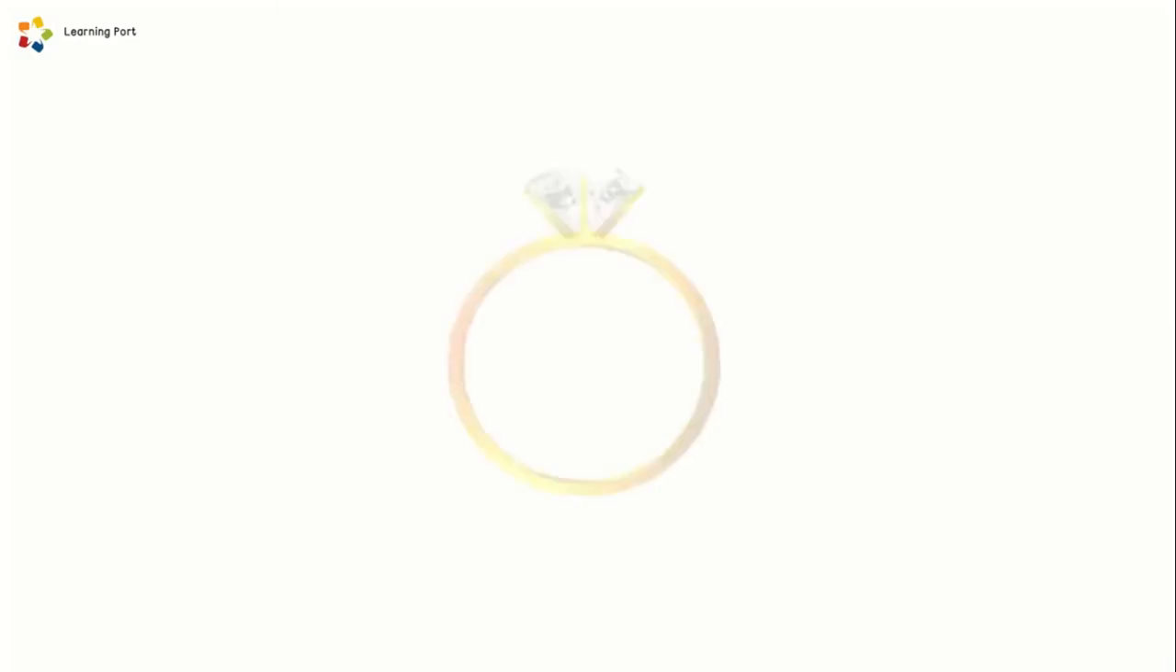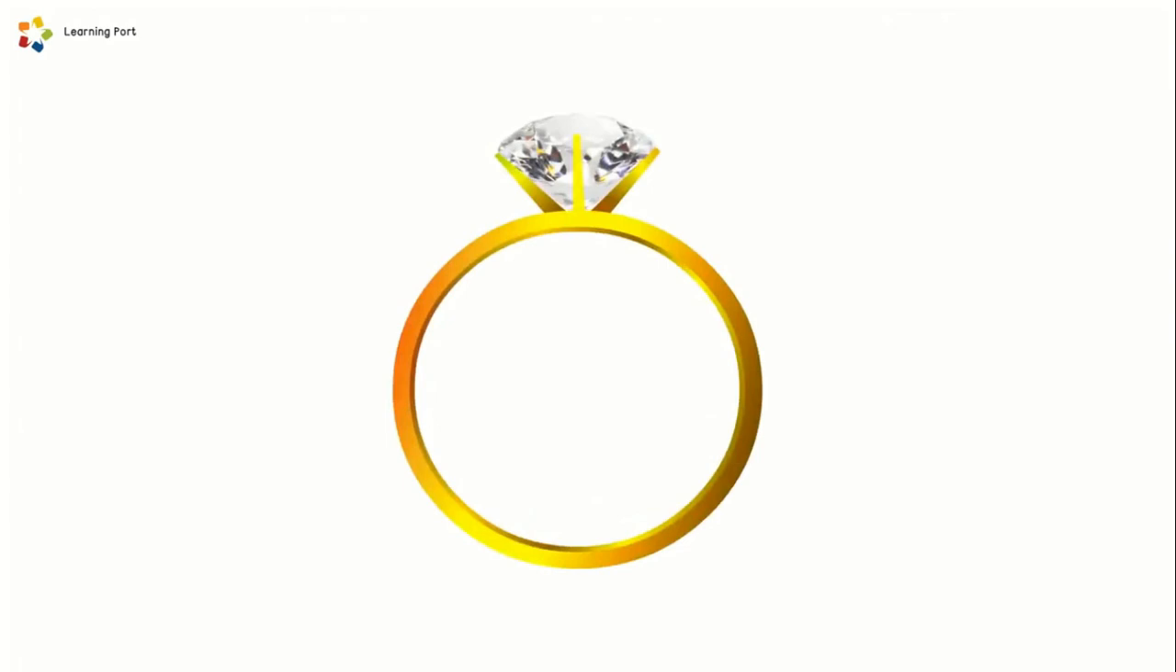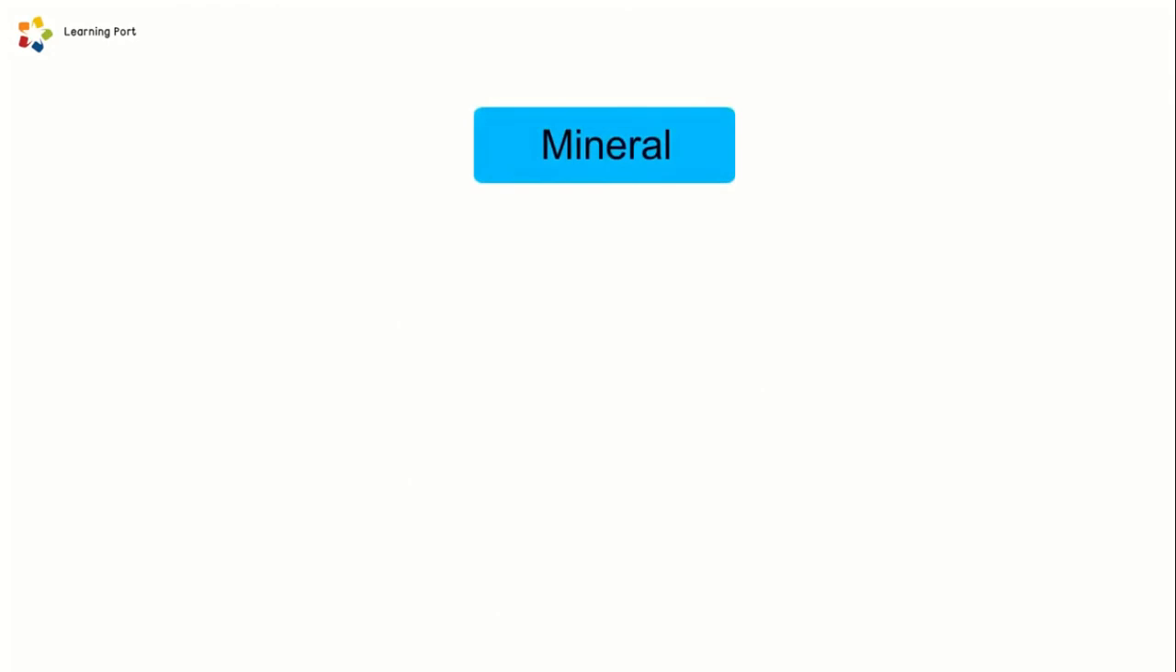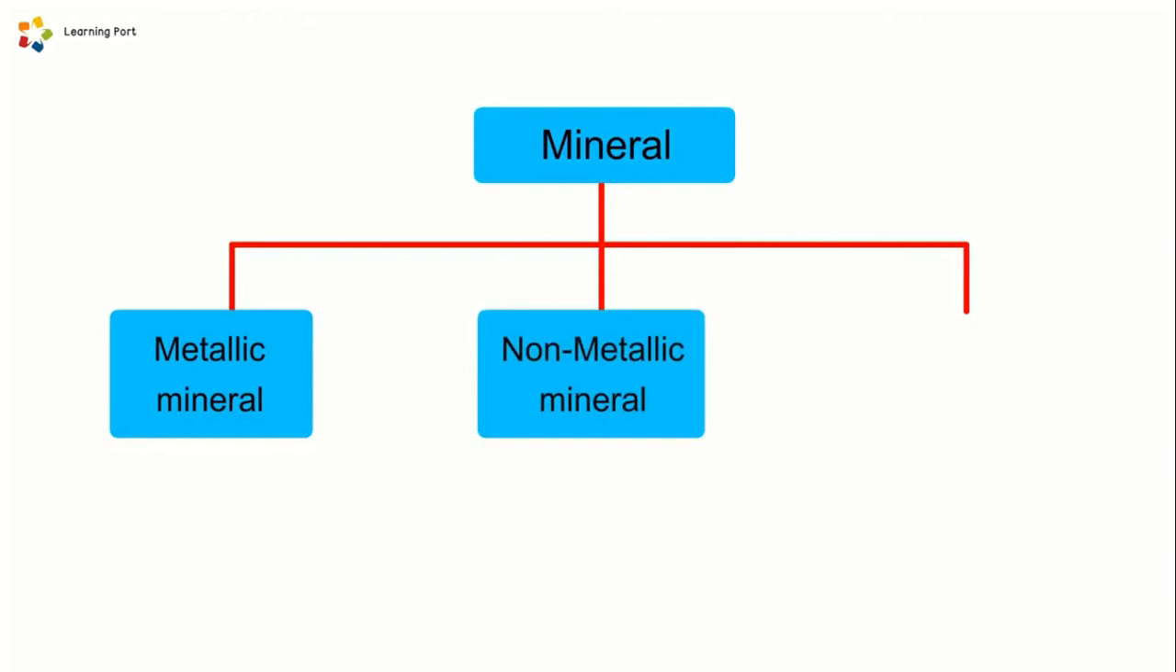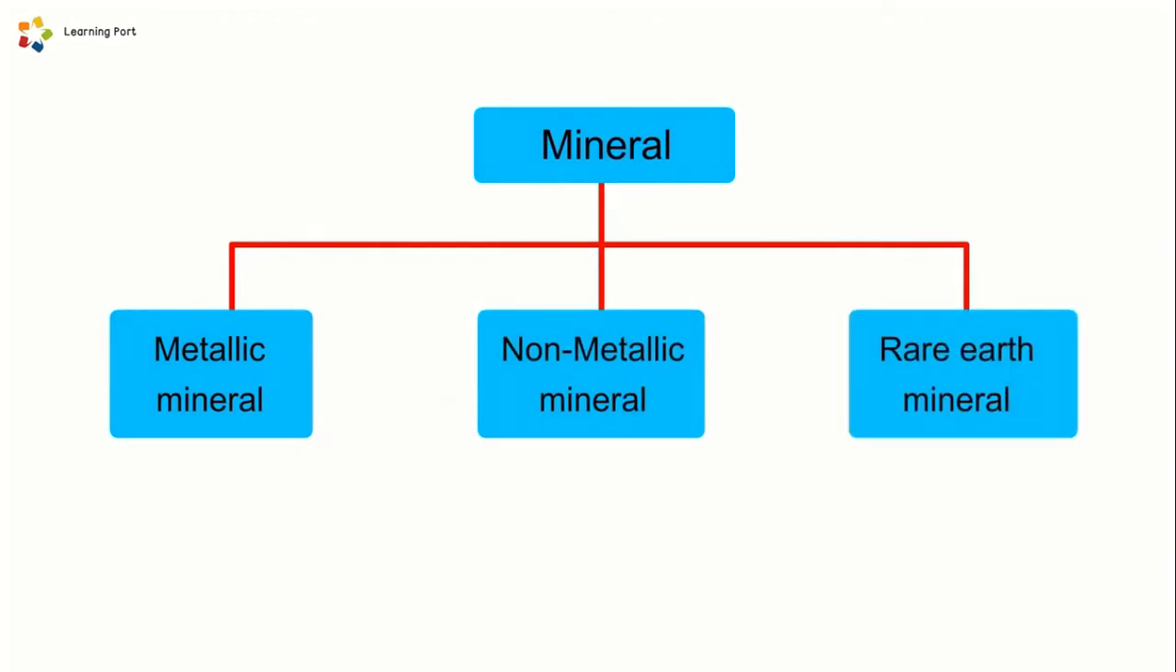Do you know that the beautiful diamond and the gold ring are examples of minerals? Gold is an example of a metallic mineral, while diamond is an example of a non-metallic mineral. Minerals are divided into three categories: metallic minerals, non-metallic minerals, and rare earth minerals.